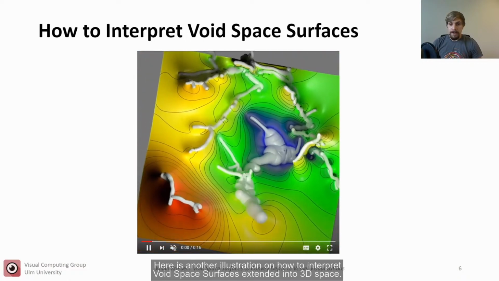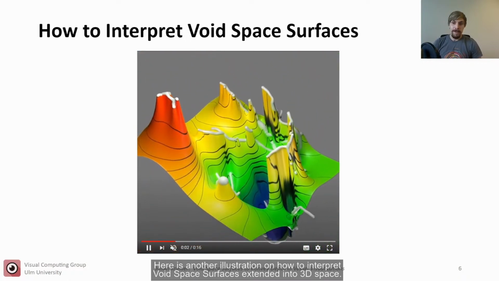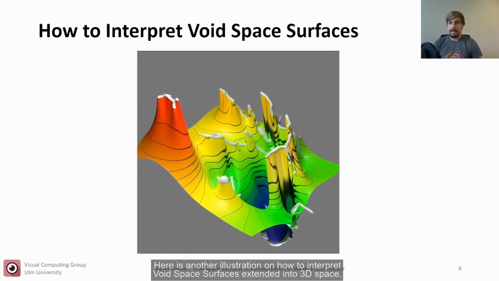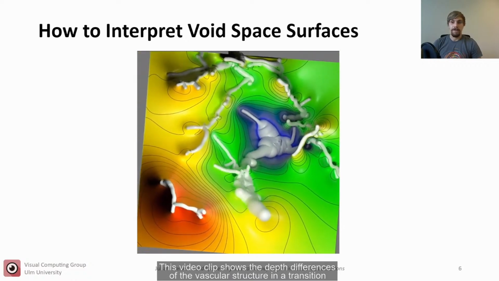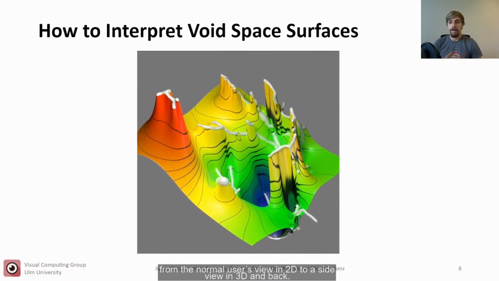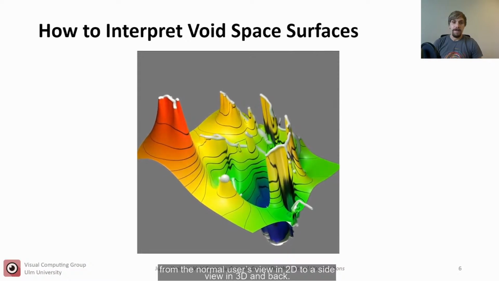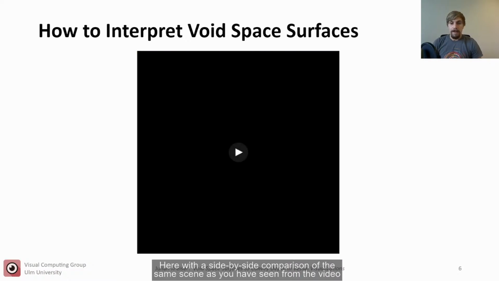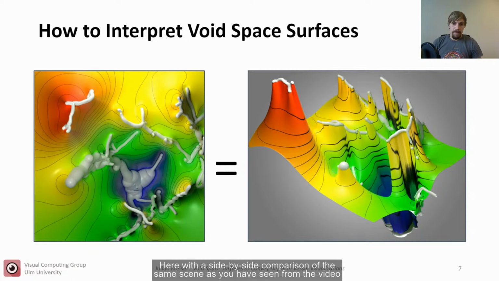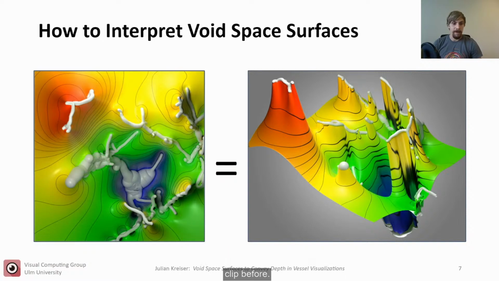Here is another illustration on how to interpret void space surfaces extended into 3D space. This video clip shows the depth differences of the vascular structure in a transition from the normal user's view in 2D to a side view in 3D and back. Here, a side-to-side comparison of the same scene as the single frame, as you have seen from the video clip before.